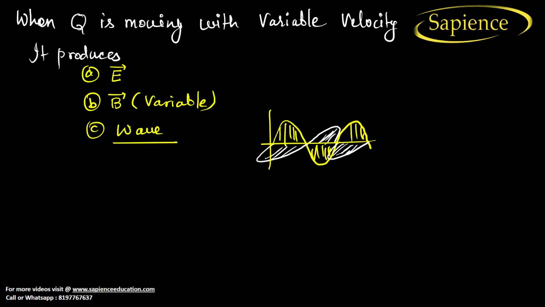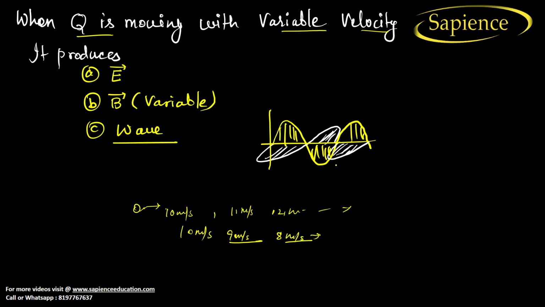Okay. Now let us consider when a charge is moving with variable velocity. For example, for a second it is 10 meters per second, after a while it becomes 11 meters per second, after a while 12 meters per second. It is increasing, or it may happen that it goes from 10 to 9 meters per second, so it may increase or decrease, we don't know. But the velocity should decrease or increase, that is, be variable. So if it happens, then what will happen? As you know, if velocity is constant, electricity will be produced here also, an electric field will be produced.